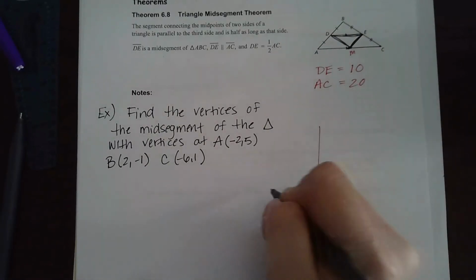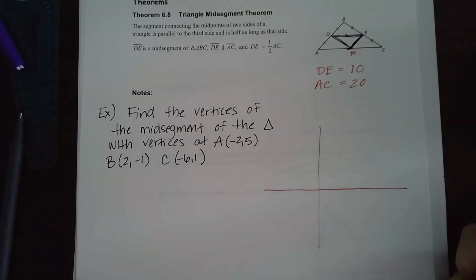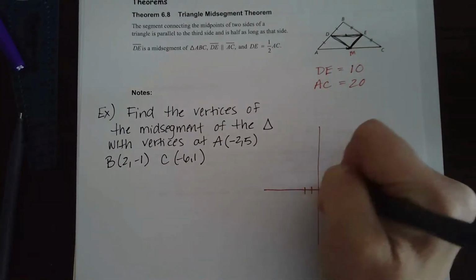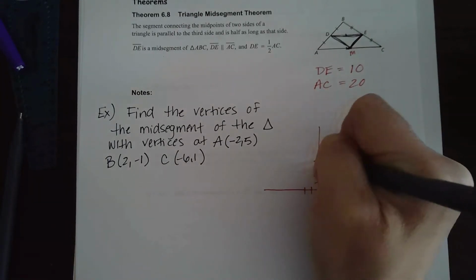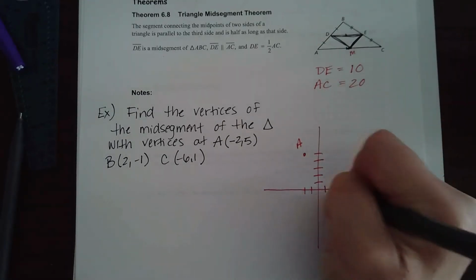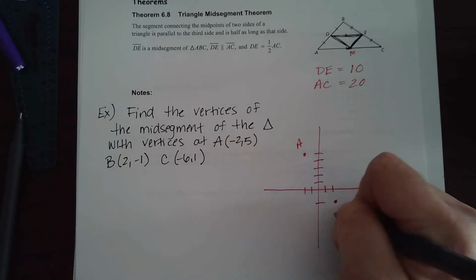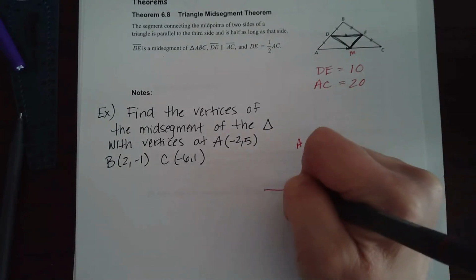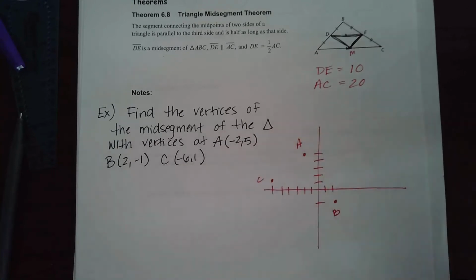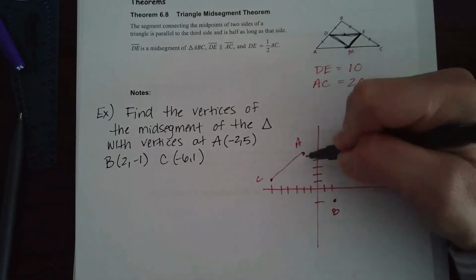You can start by sketching a graph, and it's not super important that it's 100% accurate, but you can grab some graph paper if you want. I'm just going to freehand this. So (-2, 5) is A, (2, -1) is B, and (-6, 1) is C. All right, I'm going to draw in my triangle here.